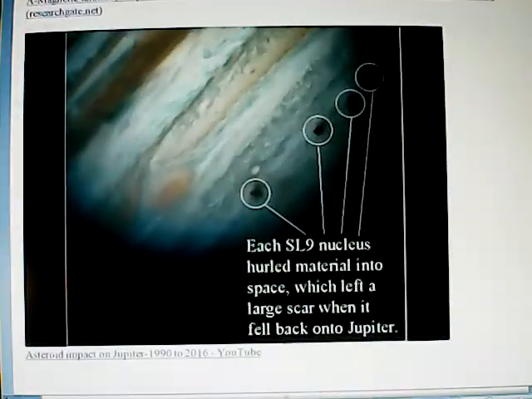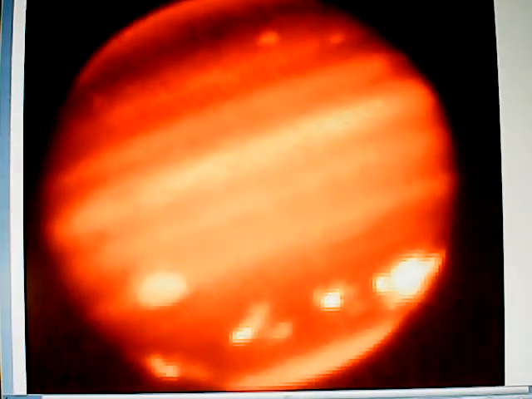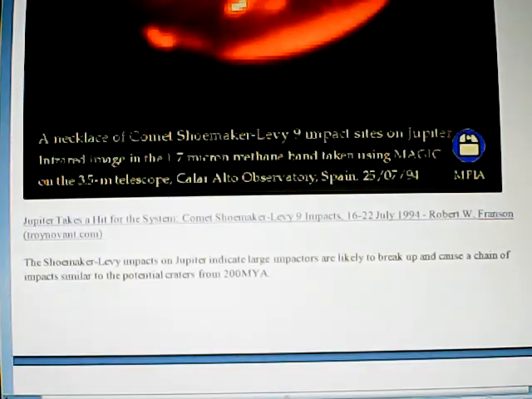And this is the Shoemaker-Levy impact on Jupiter, showing that multiple impacts are not that unusual. If you have a big meteor, chances are it's going to break up and then have several meteor impact strikes on a planet.